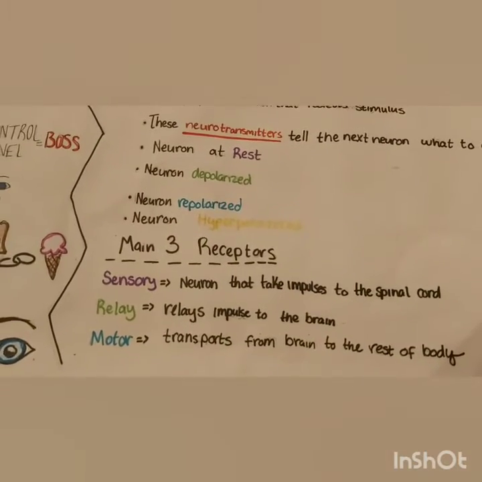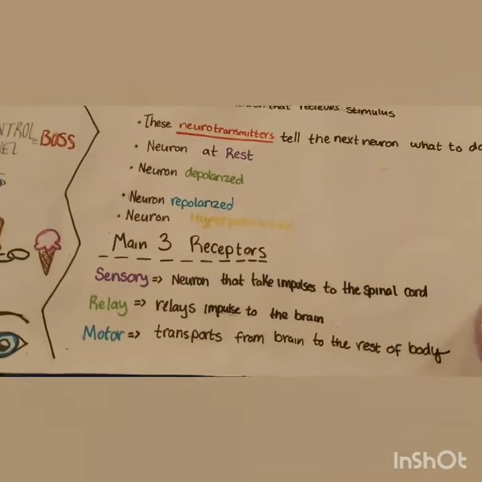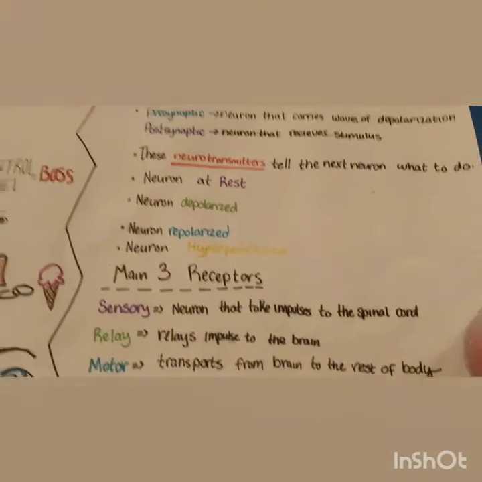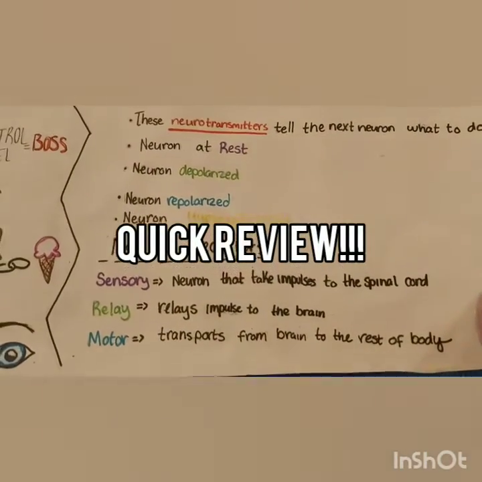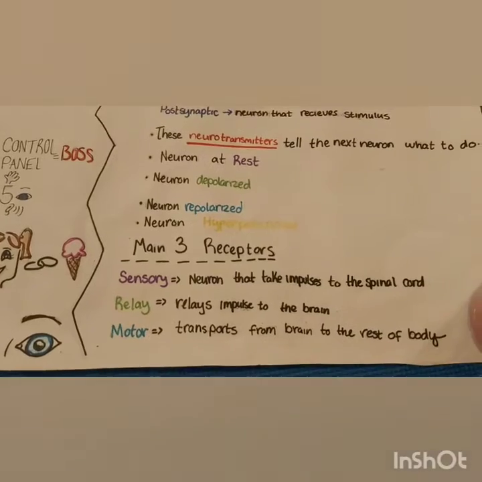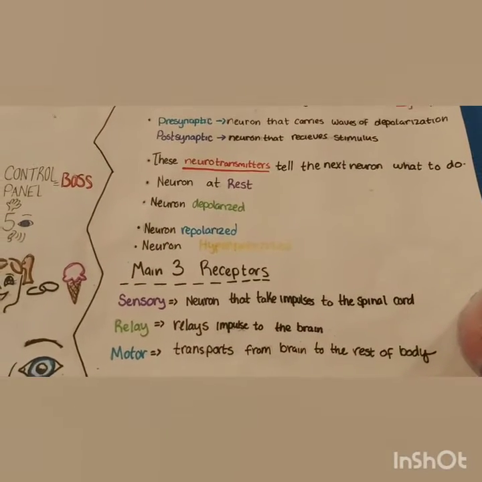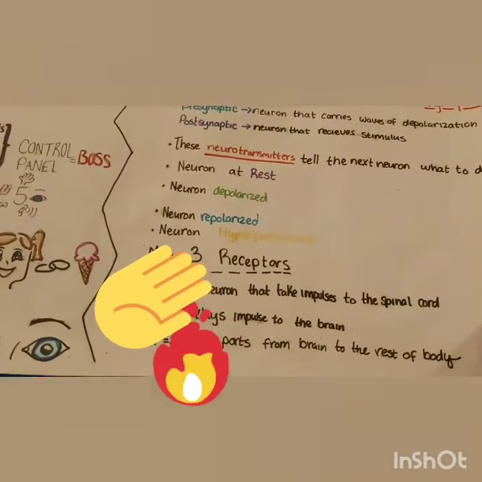We're going to go over lastly the main 3 receptors. So let's go through a whole example of how the impulse will travel through your body. This will go over everything that we talked about as well as these main 3 receptors. So let's go for the example of, say, you put your hand on a hot stove. So this is what's going to happen.